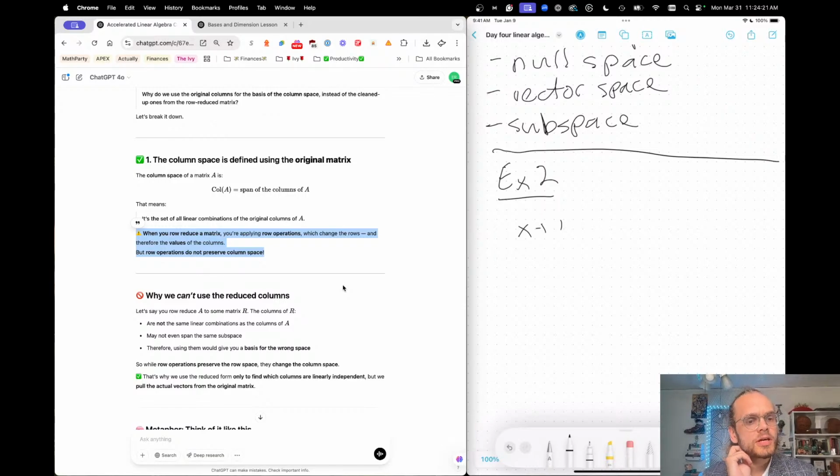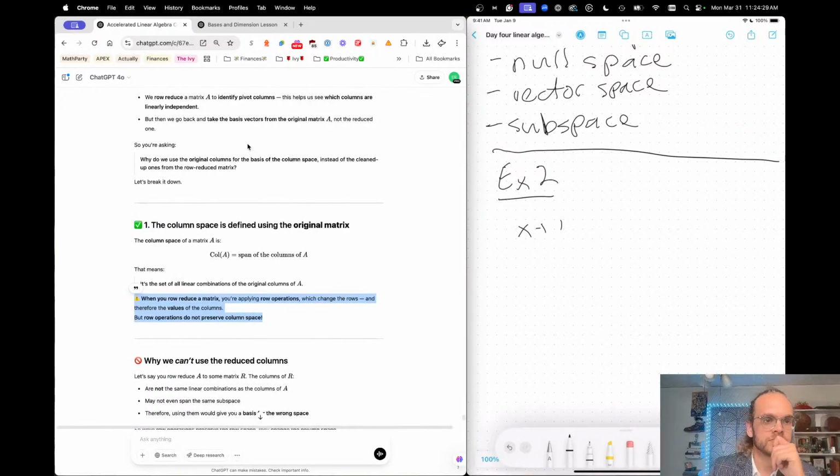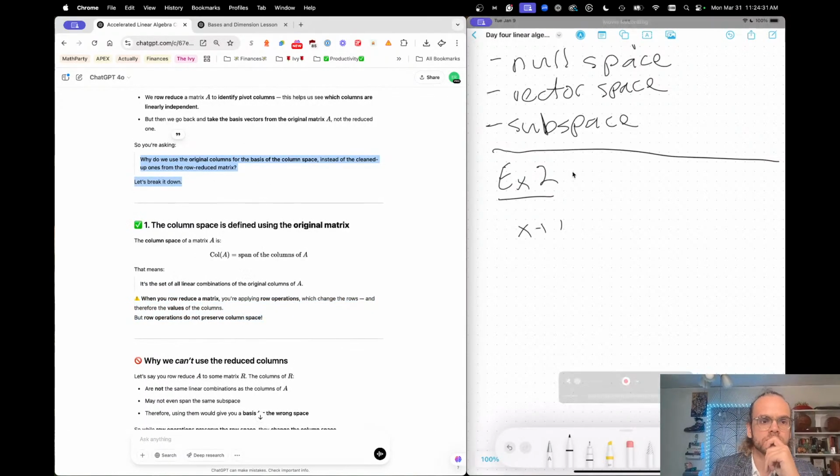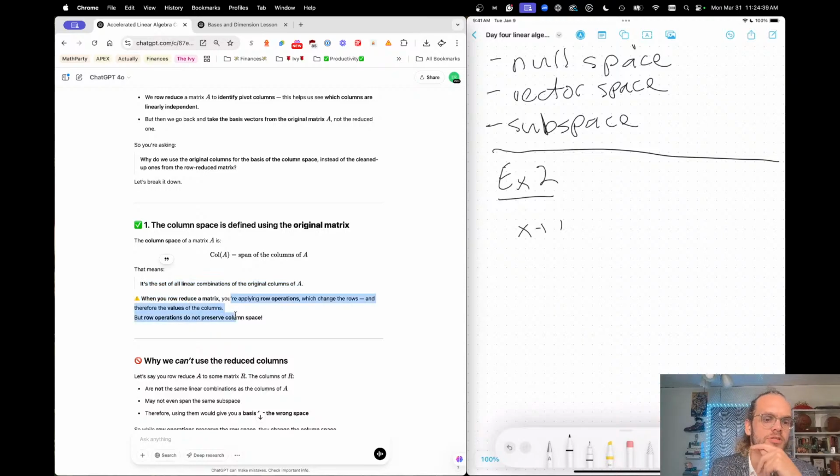Row operations do not preserve column space. Why can't we use the reduced columns? Okay, I'm getting all lost here. When you row reduce a matrix, you're applying row operations, which changes the rows and therefore the values of the columns, but row operations do not preserve column space.